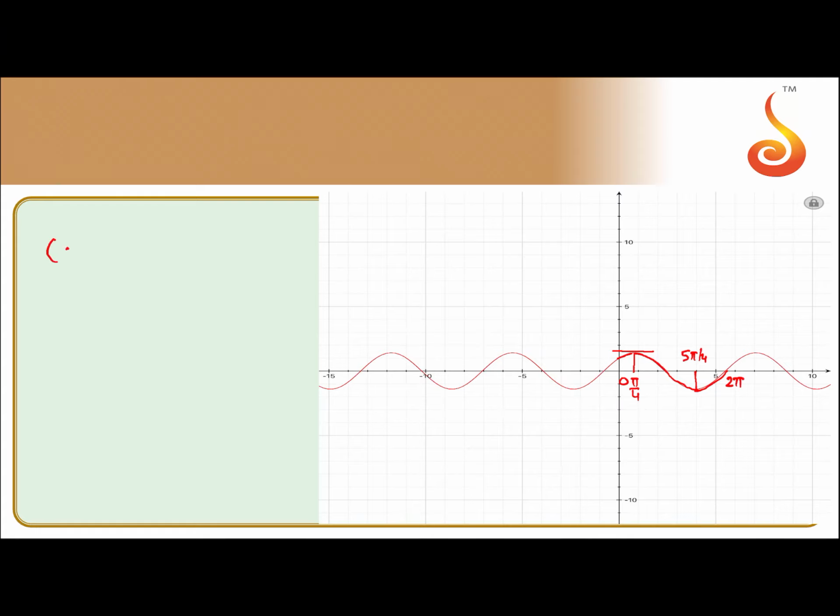Let us write in a proper way. 0 to pi by 4 union 5 pi by 4 to 2 pi it is increasing. Similarly, from pi by 4 to 5 pi by 4 it is decreasing. So f dash x is positive from 0 to pi by 4 and from 5 pi by 4 to 2 pi. F dash x is negative from pi by 4 to 5 pi by 4.